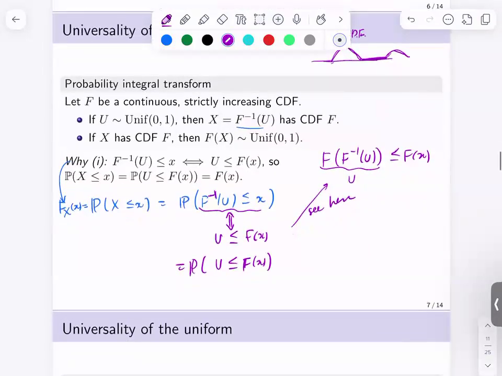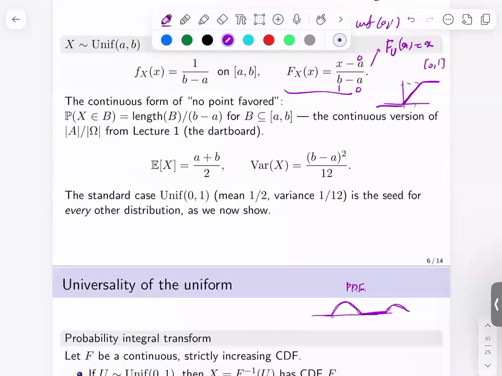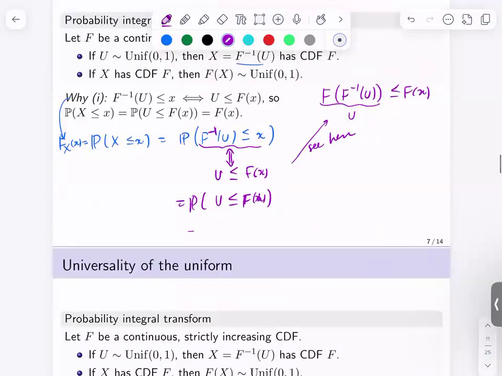Because F of x is always in 0 to 1, we are in this regime, so we are here. We're going to evaluate this at some point in 0 to 1. Another way of doing it is just F_U evaluated at F of x, but F_U of u is really u for u in 0 to 1. So this just gives me F of x. So we showed that the CDF of X is really the F of x that we wanted.